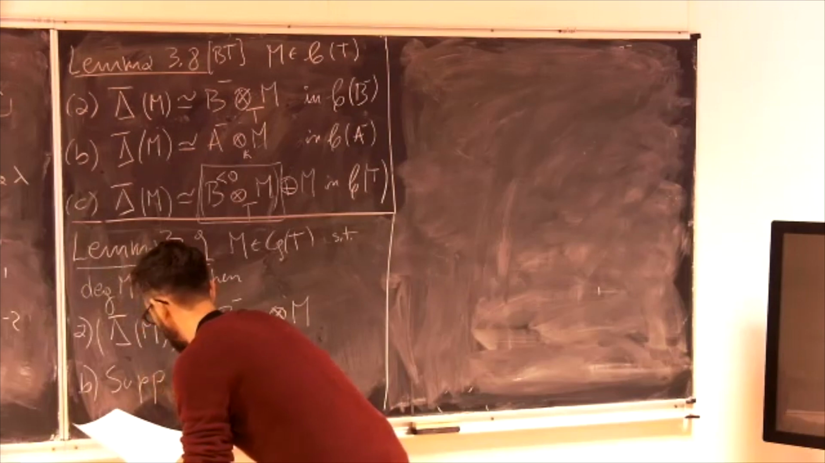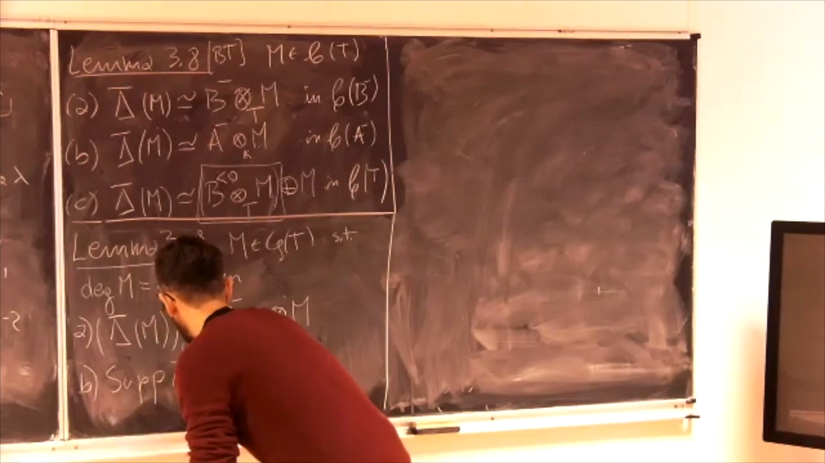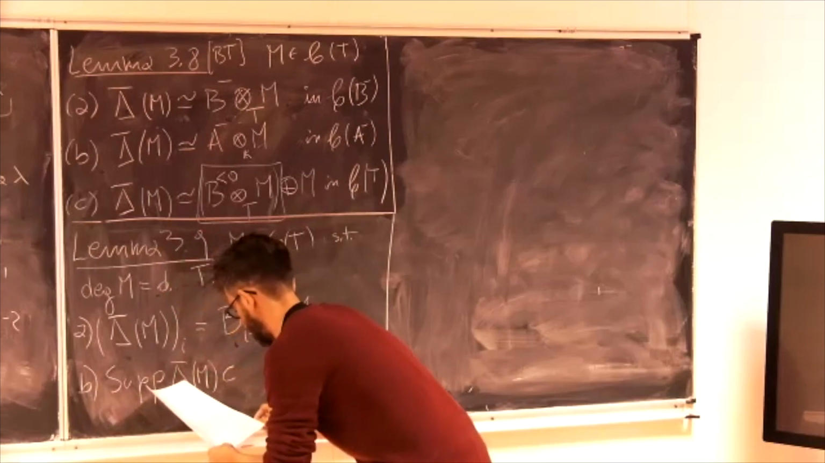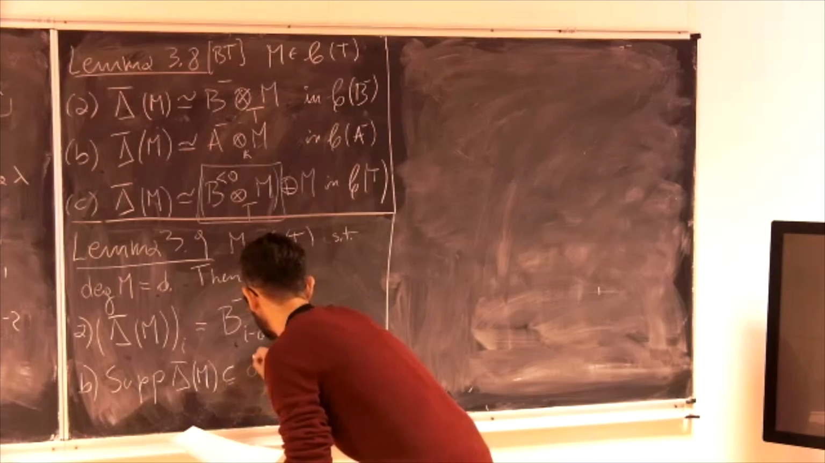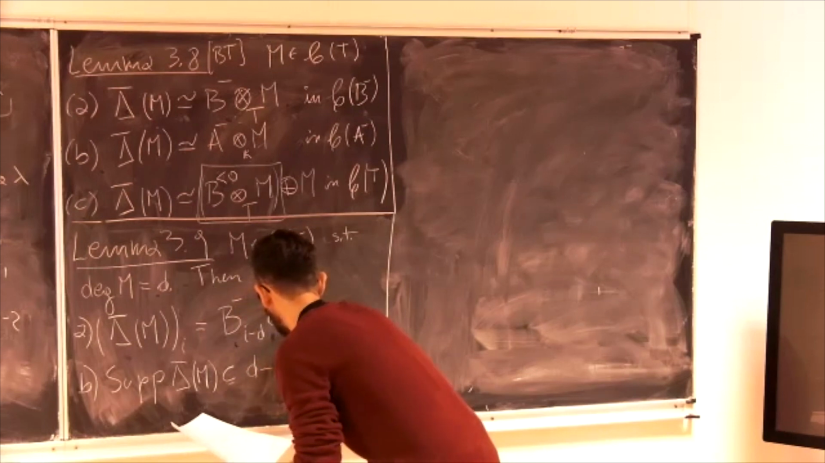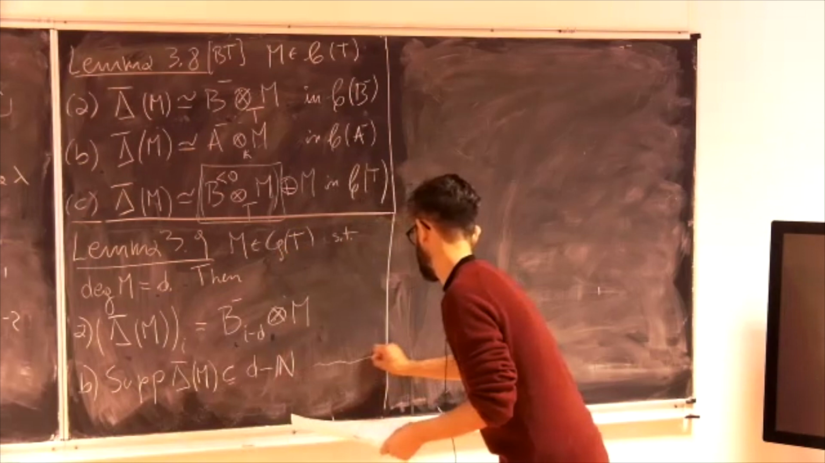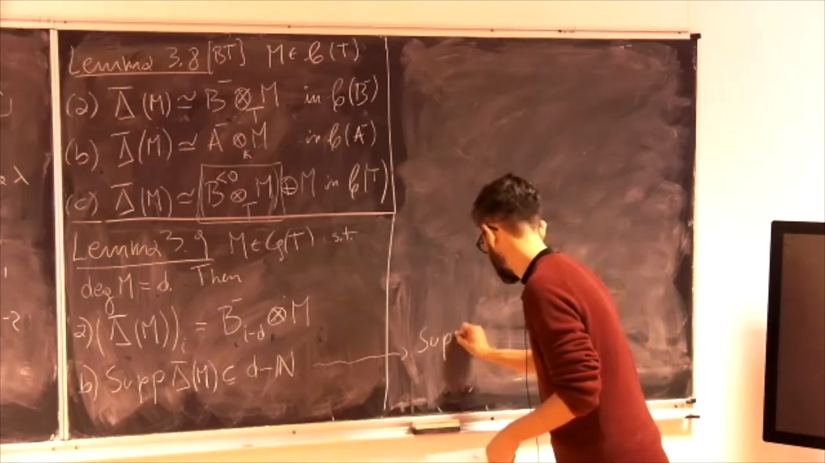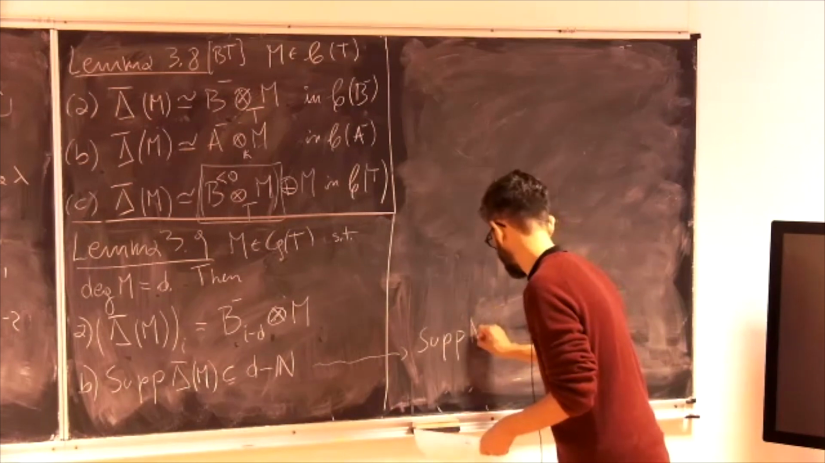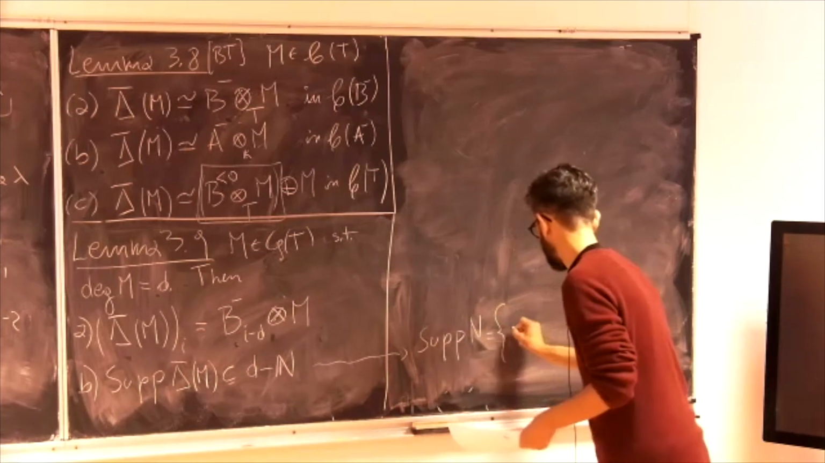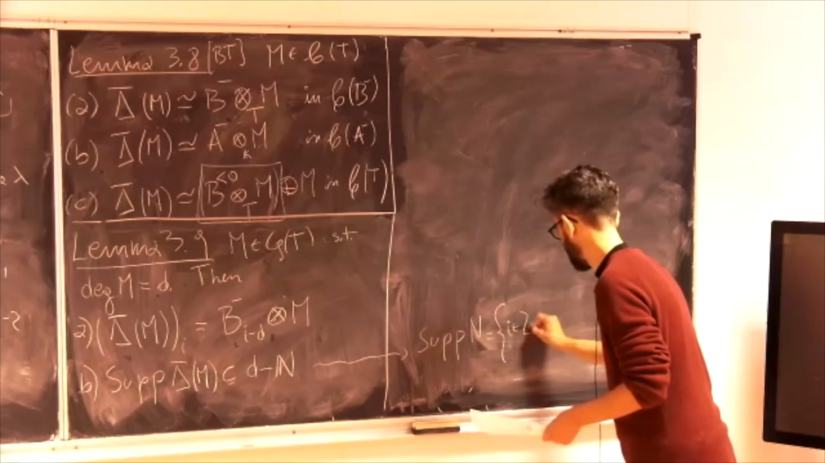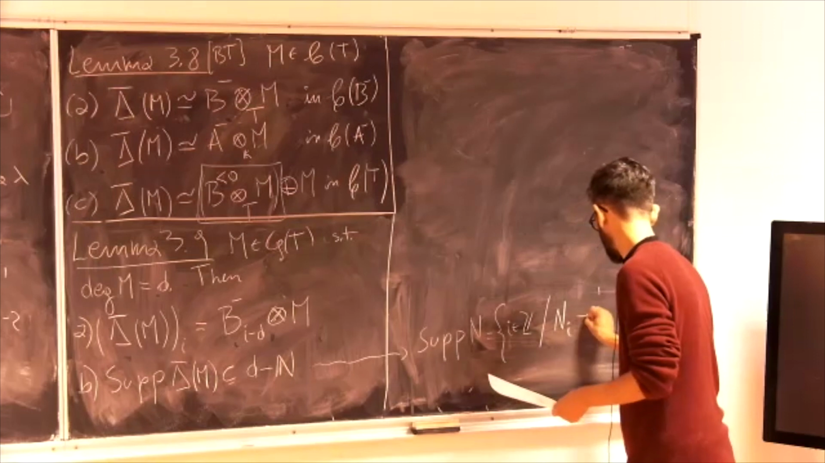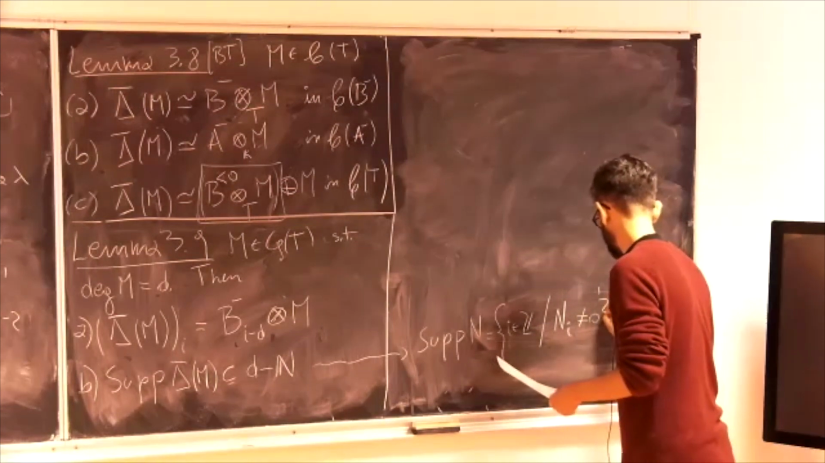Now I introduce some new notation. It's contained in d minus the natural numbers. Here, the support of some module is the set of y integers such that the homogeneous component of degree y is different from zero.